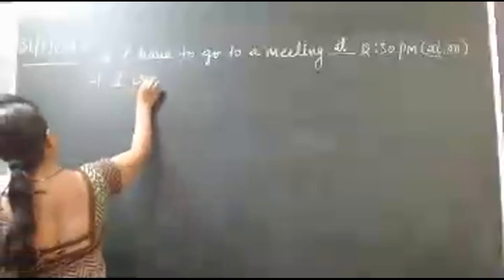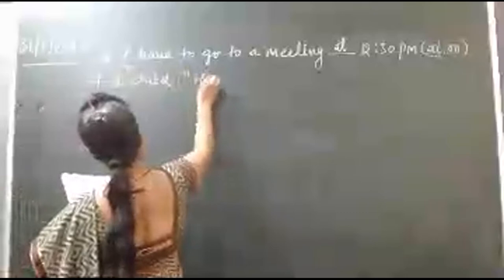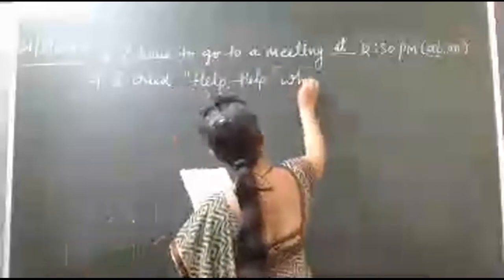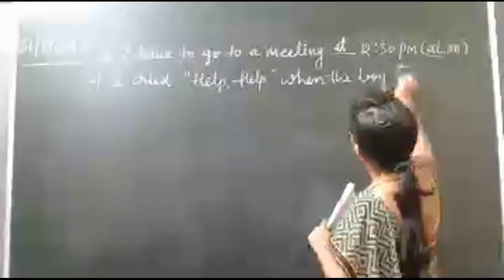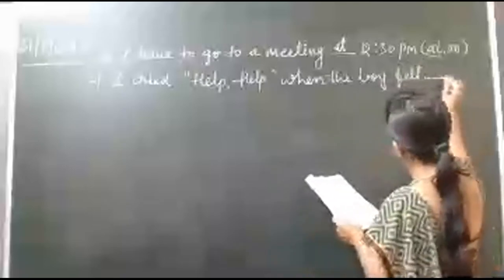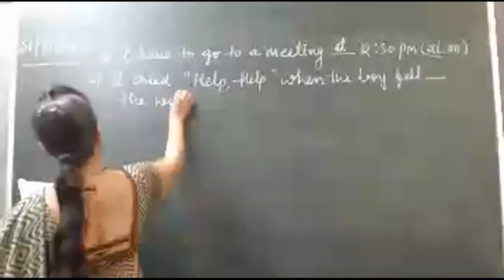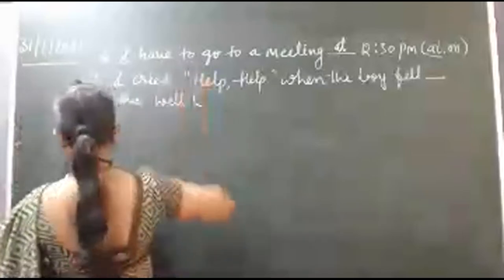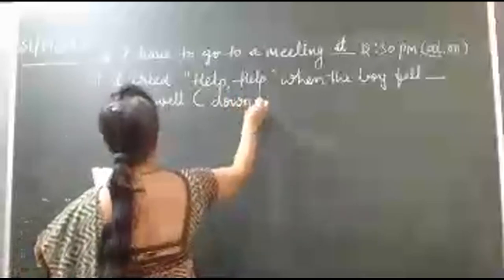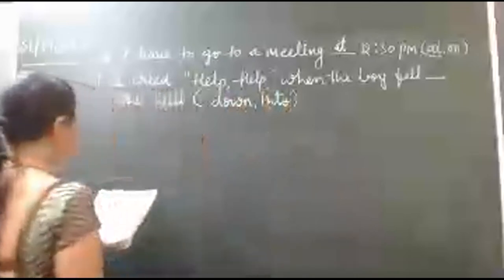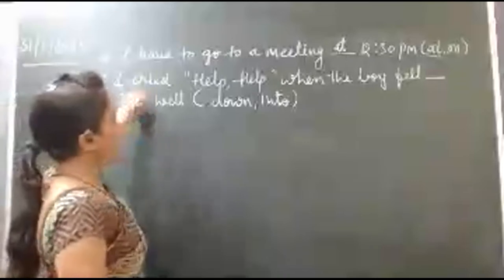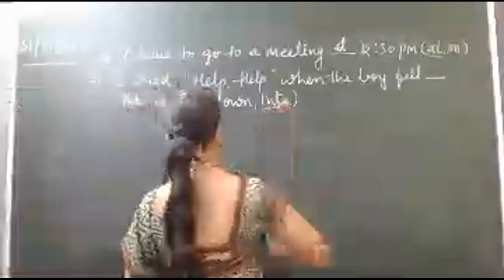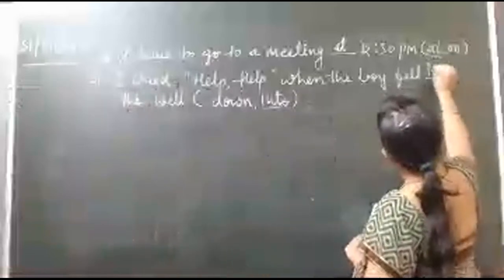Seventh one. I cried, help, help, when the boy fell dash the well. Now you can write the answer in the bracket down. Into. So I cried. A person is crying. Help, help. For what? When the boy fell dash the well. So here you are showing the direction. Answer is into the well.